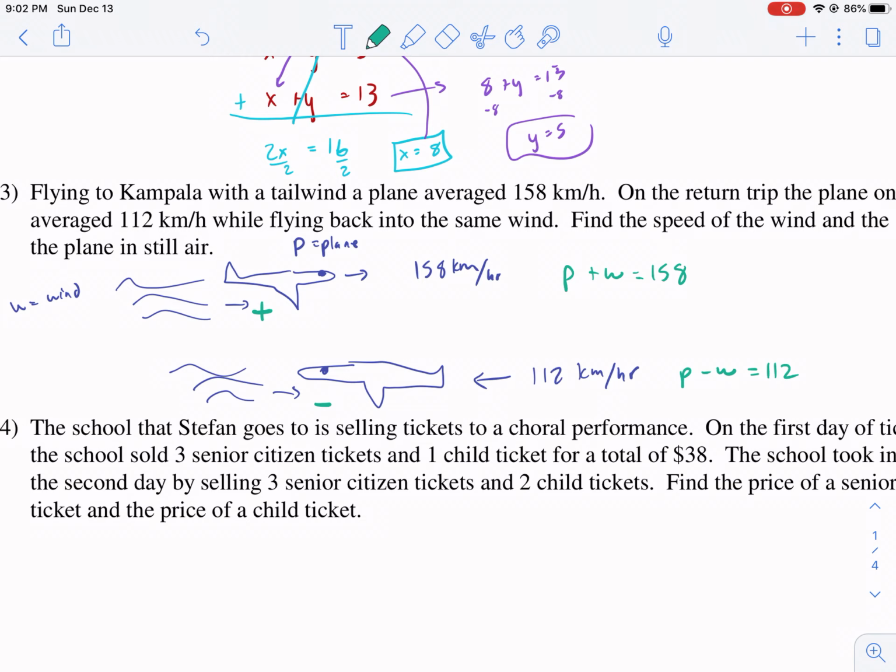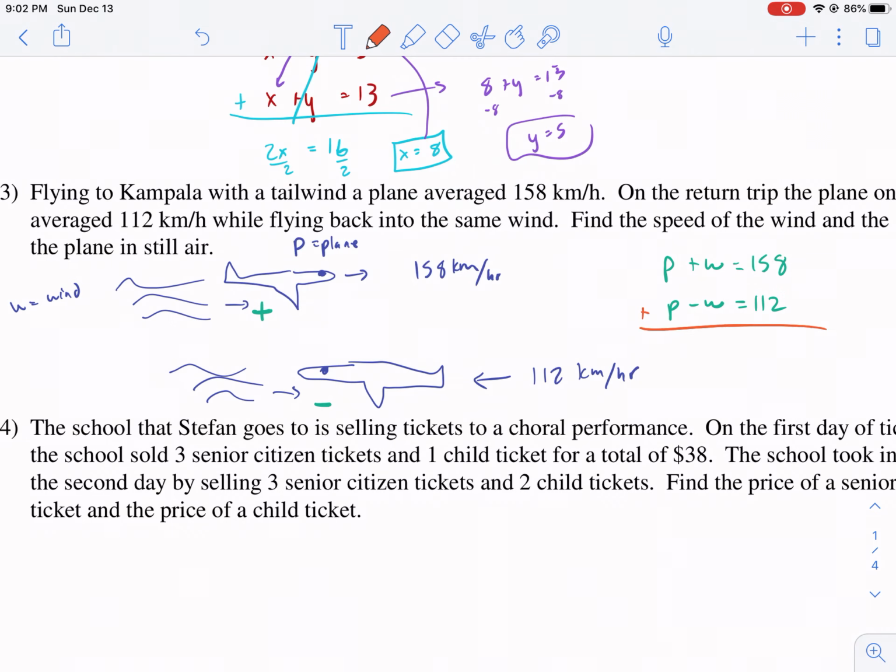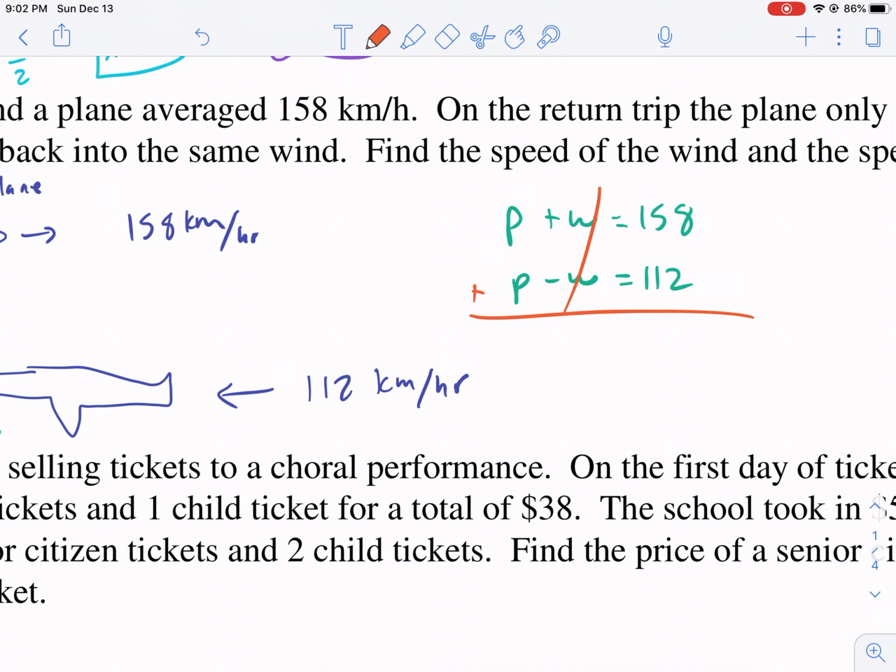So we're going to go ahead, and what we're going to do here is, these equations are set up perfectly for systems of equations by elimination. So we're going to eliminate here. I'm going to add because we have opposite W's, and we're going to eliminate our W's, and we have 2P equals, what is that, 260? No, 270? I think it's 270. Let's double check: 158 plus 112. Okay, 270. And now we divide by 2, and we get P equals 135.